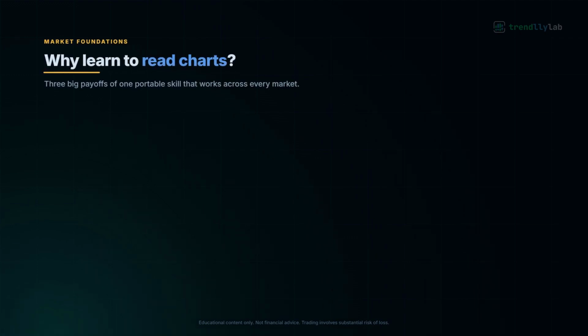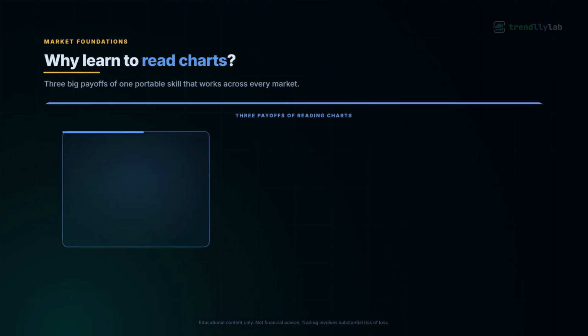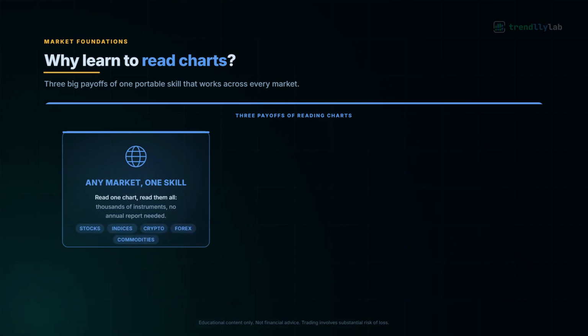The honest answer is that it buys you three things. Three payoffs of one portable skill. The first is reach. Any market, one skill. Read one chart, and you can read them all, thousands of instruments, and no annual report needed. Stocks, indices, crypto, forex, commodities, all of them.